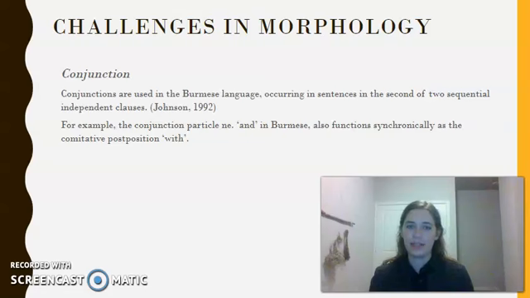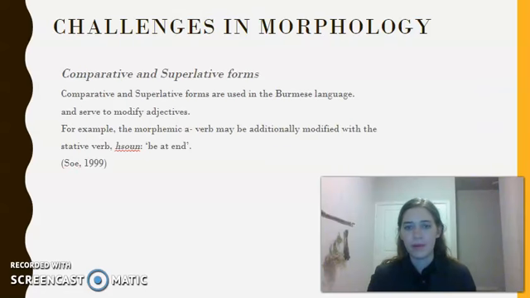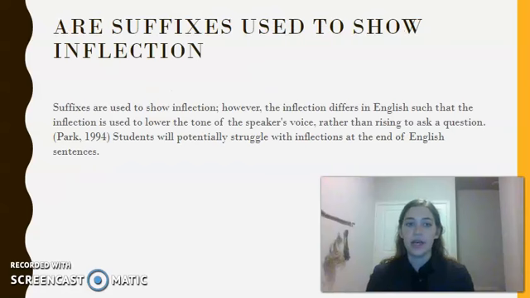Conjunctions are used in the Burmese language, occurring in sentences in the second of two sequential independent clauses. We also have comparative and superlative forms. They are used in the Burmese language and they serve to modify adjectives. There are definitely a few ways that can be used and also similar in the English language.